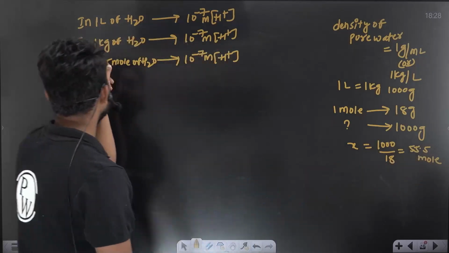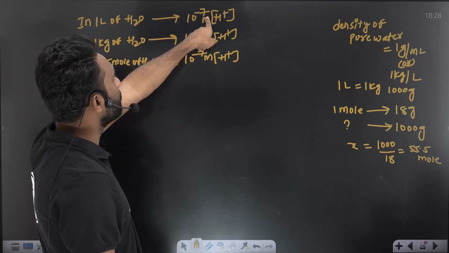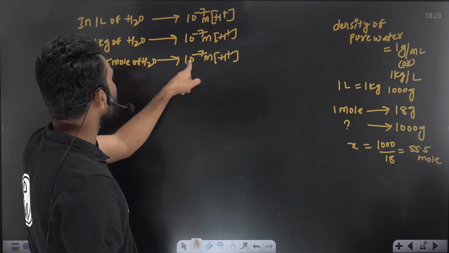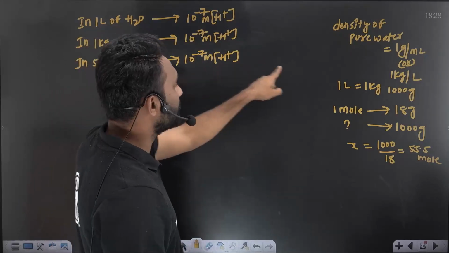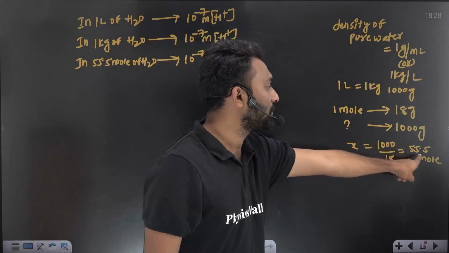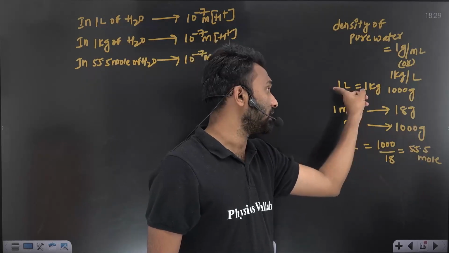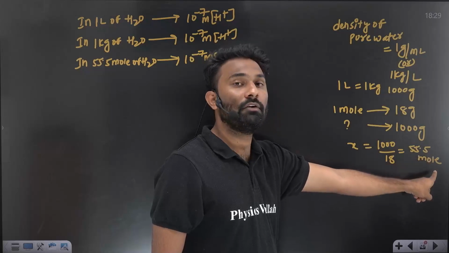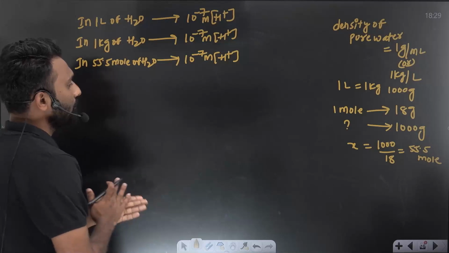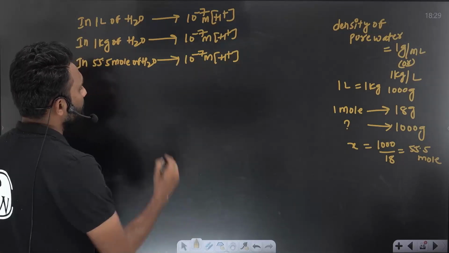Now here, 1 liter contains 10 to the power minus 7 molar of H plus ion concentration. 55.5 moles also has the 10 to the power minus 7 molar concentration. See here, 1 liter of pure water contains 55.5 moles of water, and 55.5 moles contain 10 to the power minus 7 moles of H plus ion concentration.